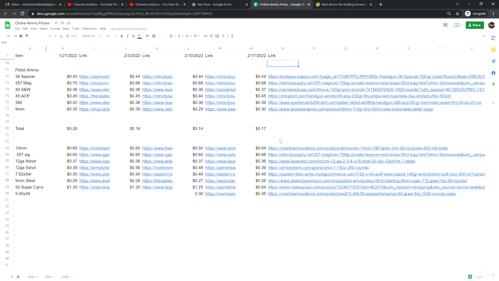7.62 by 54R is at 49 cents a shot. There is no change from last week. 9mm steel is at 26 cents a shot. That is down 1 cent from last week. And the difference between 9mm steel and 9mm brass is 4 cents.